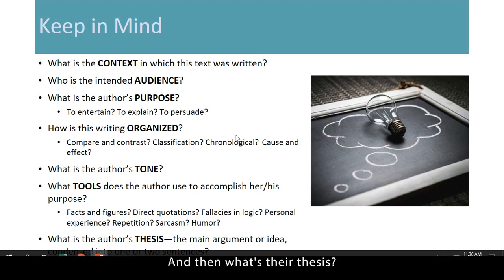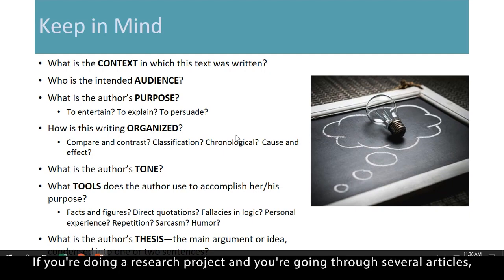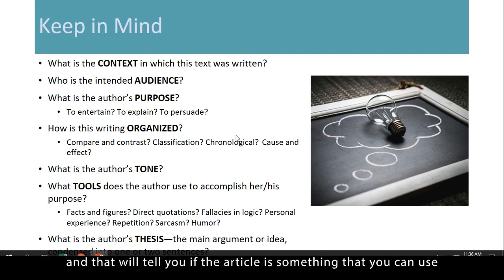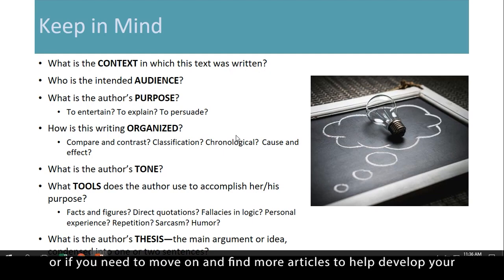And then what's their thesis? What is their main argument or idea? That's going to be key for you to know if you're doing a research project and you're going through several articles. Get to the thesis, and that will tell you if the article is something that you can use or if you need to move on and find more articles to help develop your arguments.